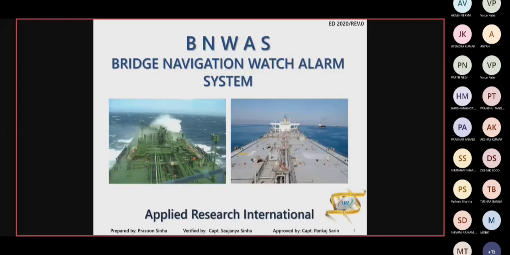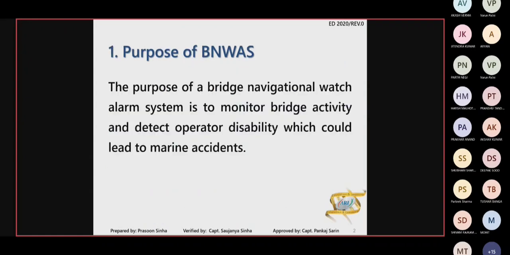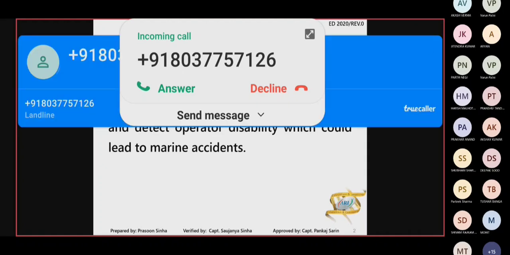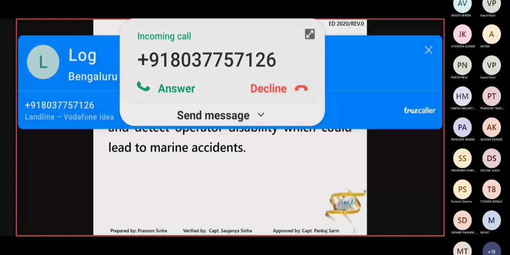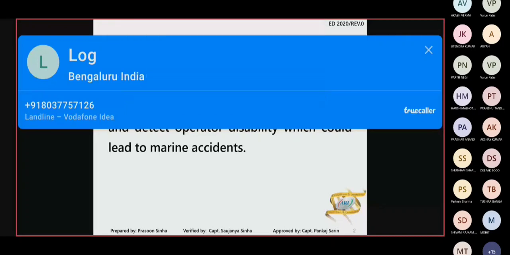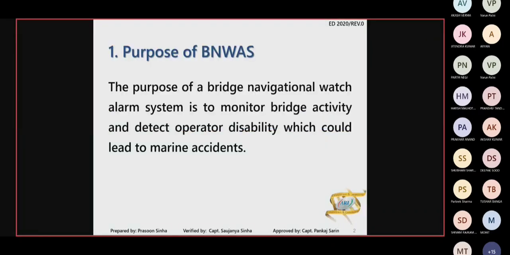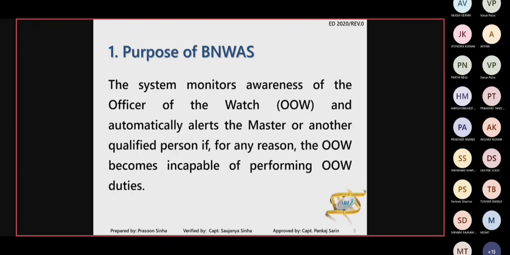All right. So BNWAS, Bridge Navigation Watch Alarm System. Just read through this. What we just discussed: BNWAS is to monitor the bridge activity and it can detect the operator's or watchkeeper's activity. If he is failing to do the reset or shows inactivity, which can lead to marine accidents, then it will generate alarms or alert the backup officer and master by means of a series of alarms and indications.